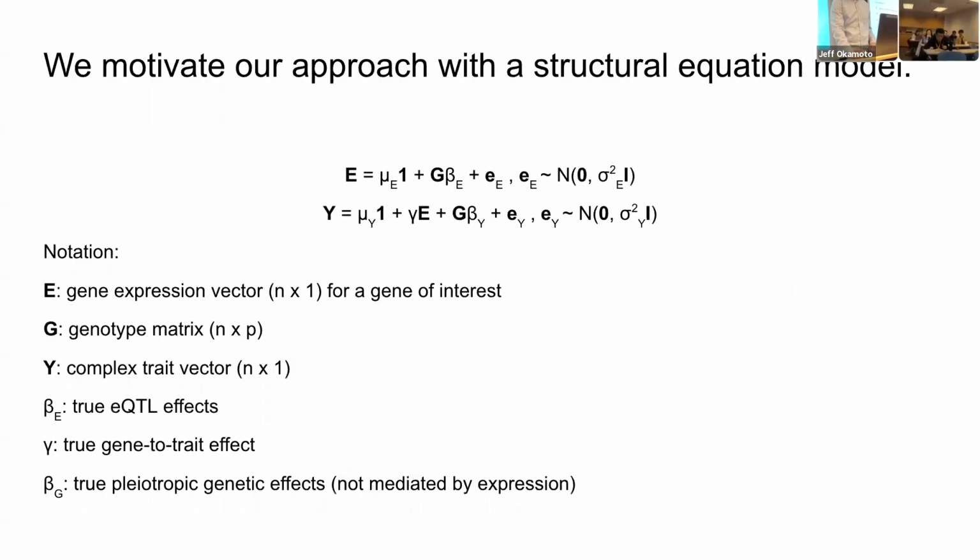Okay, so we'll start with a structural equation model to motivate us. The top equation represents the gene expression for some gene of interest. So that's E, and we have it as a function of your genotype matrix G and your true eQTL effects beta E. And then the equation below it is for your complex trait Y. So you have that as a function of your gene expression. But we also include this extra G beta Y term, which essentially allows for horizontal pleiotropic effects.